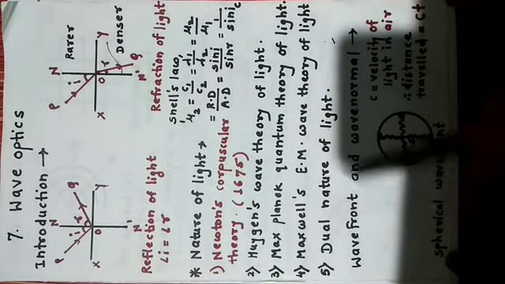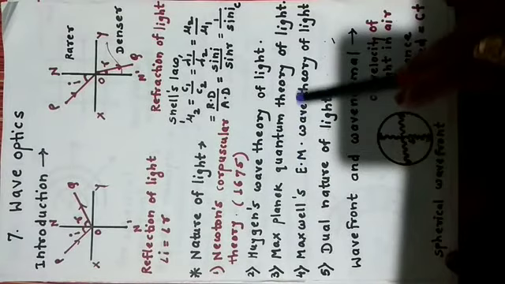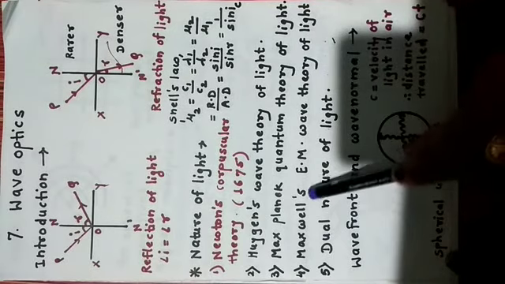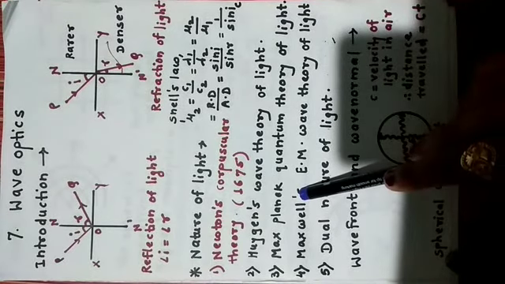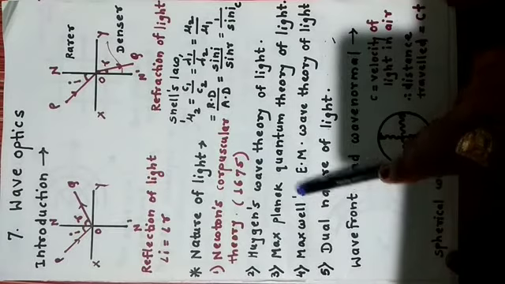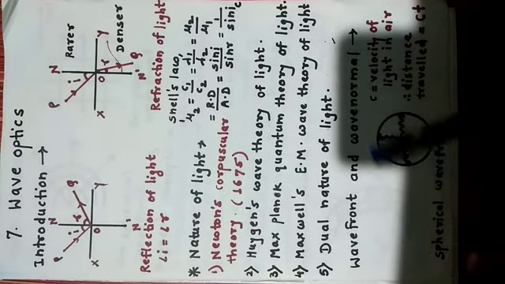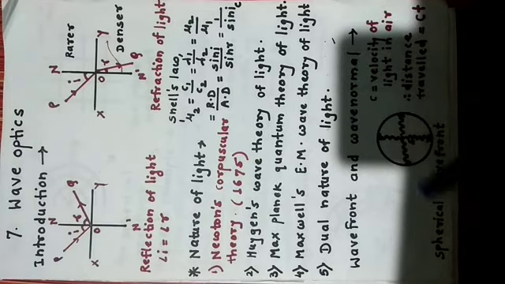Okay, now the next theory is Maxwell's electromagnetic wave theory of light. This theory you have already studied in the 11th standard under the chapter Electromagnetic Waves. According to Maxwell, light propagates in the form of time varying electric and magnetic fields. The electric and magnetic fields are perpendicular to each other, and both are perpendicular to the direction of propagation of light.